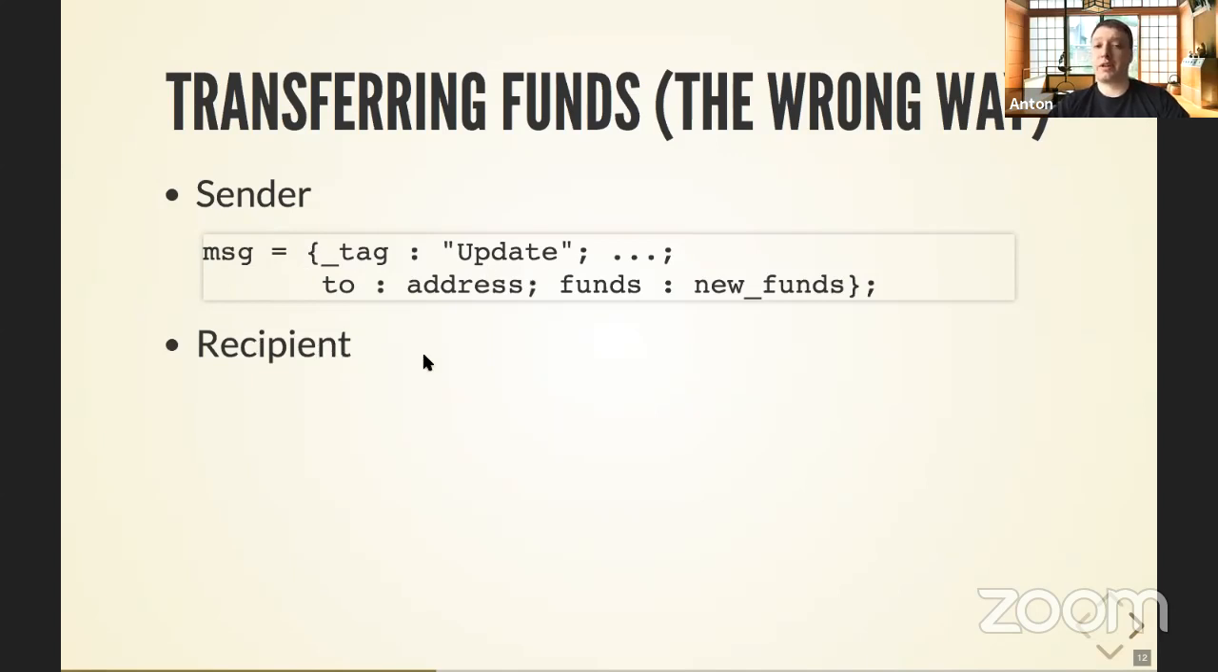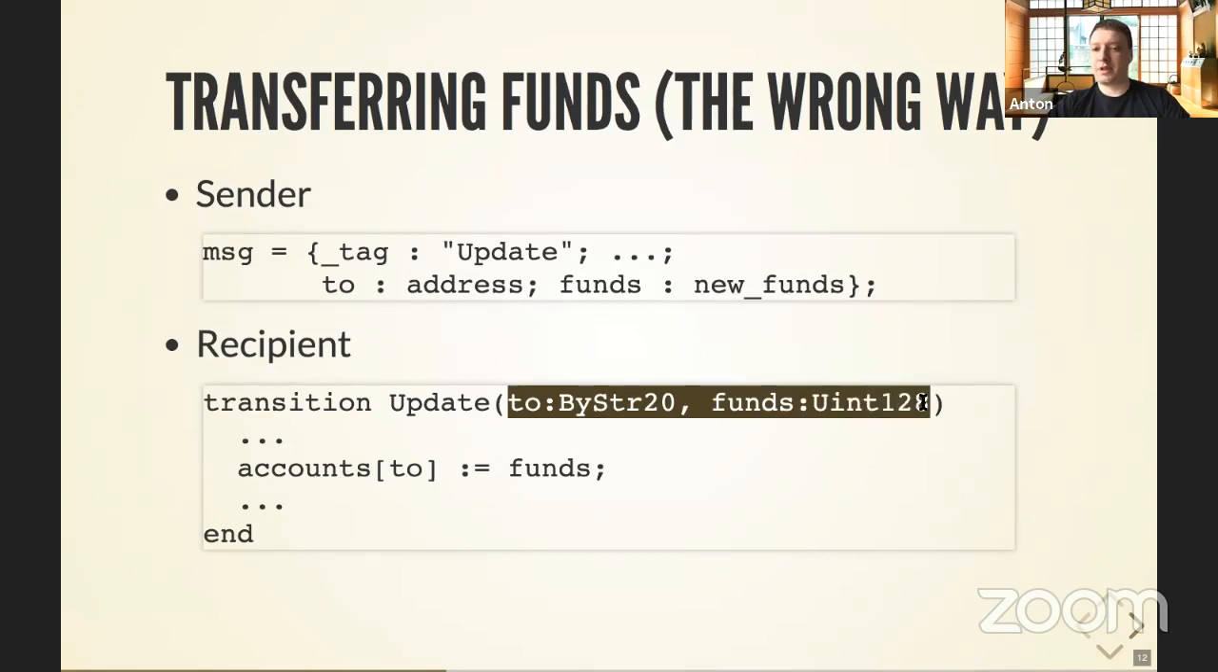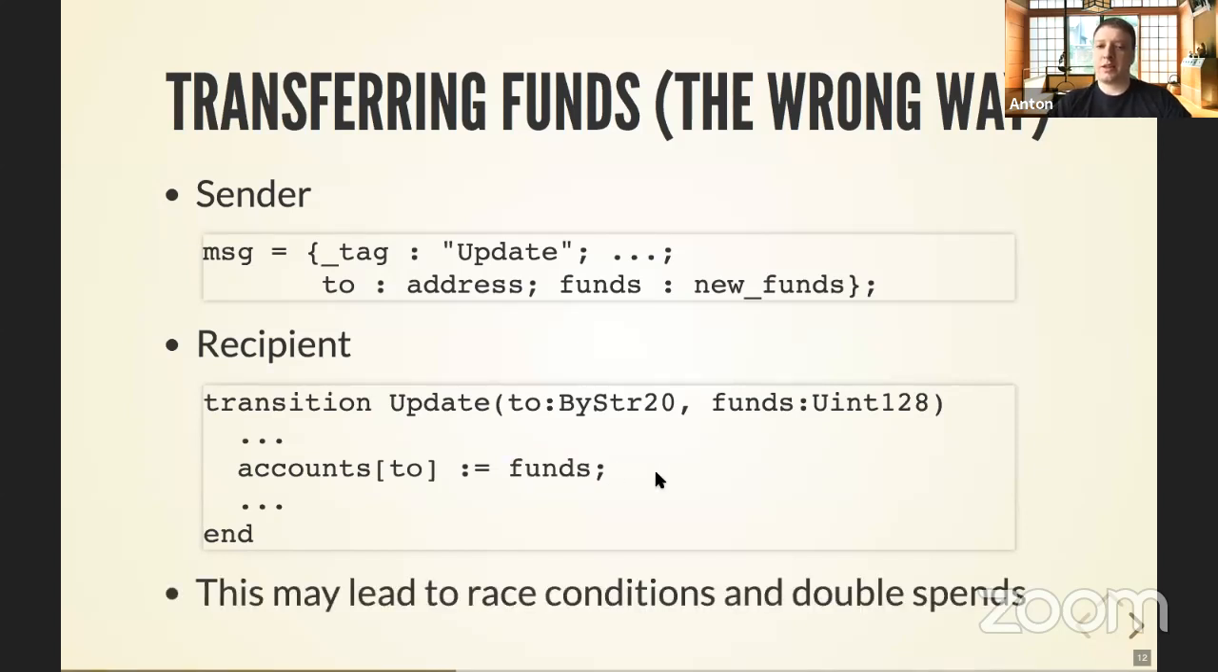And let's say you have another contract, which is your recipient. So it will have the matching transition here and here. You see it's update, right? It will have these two parameters, right? To and funds, just like here. And it will probably have some precondition, like some safety logic here, and maybe also some logic over here. But what's important here is that we just update the accounts map at this address with the new value of funds, right?